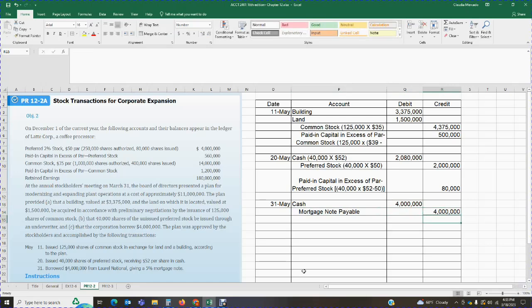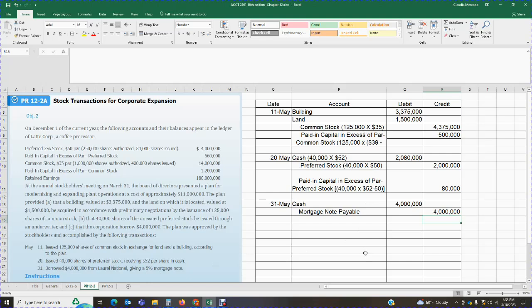That third transaction does not deal with issuing any stock. It just means we went to the bank and borrowed $4 million. That's all it means. The first two were stock transactions. We issued common stock on the 11th and preferred stock on the 20th.